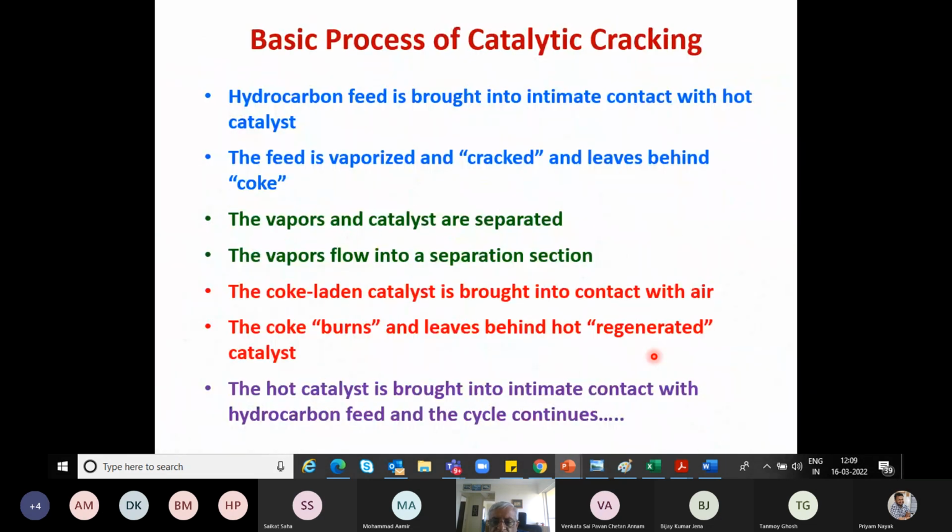So basically, to summarize what I just said, the hydrocarbon feed is brought into intimate contact with the hot catalyst. The feed is vaporized and cracked and leaves behind coke. The vapors and catalyst are separated in the reactor separator, and then it is stripped. The vapors flow into the separation section. The coke-laden catalyst is brought in contact with air, where the carbon gets burnt, and you get hot regenerated catalyst, and that goes back into the riser, and the journey continues.